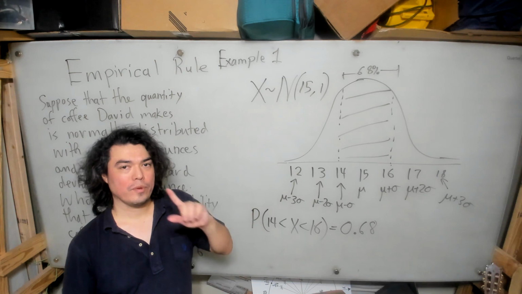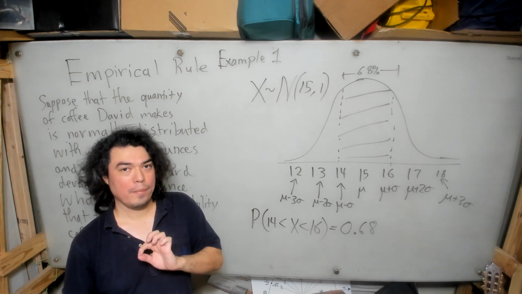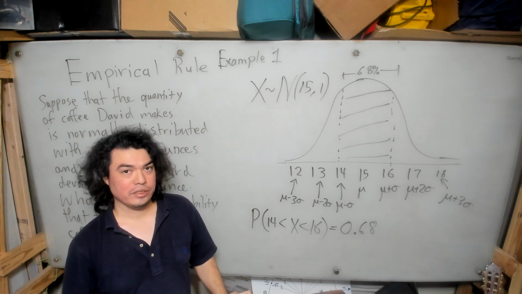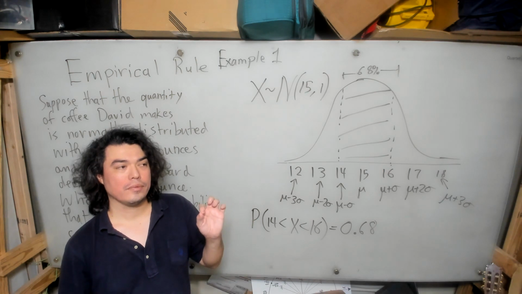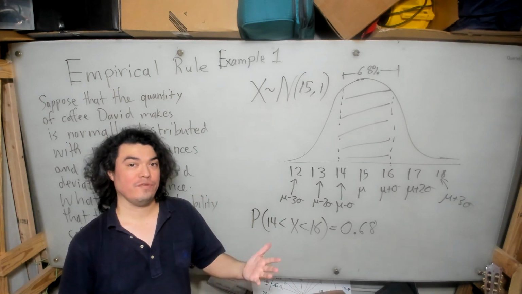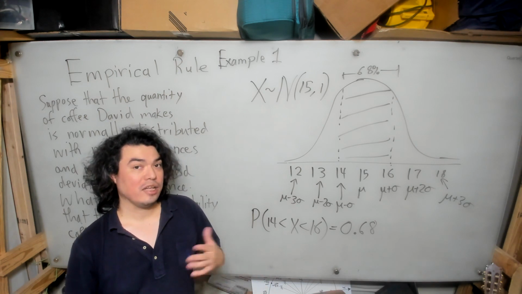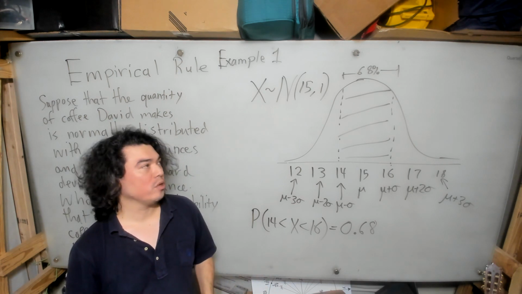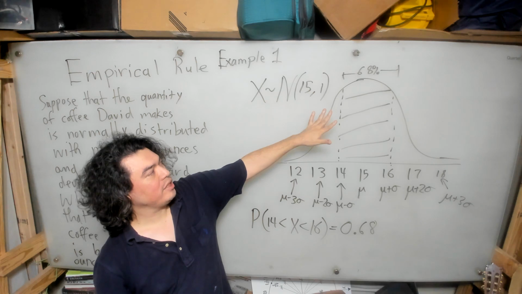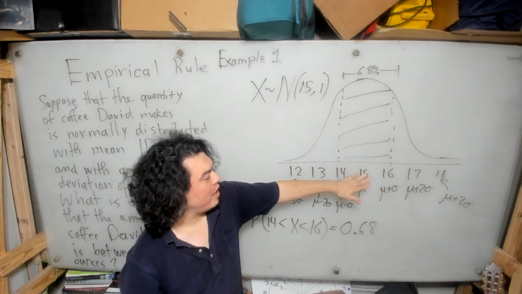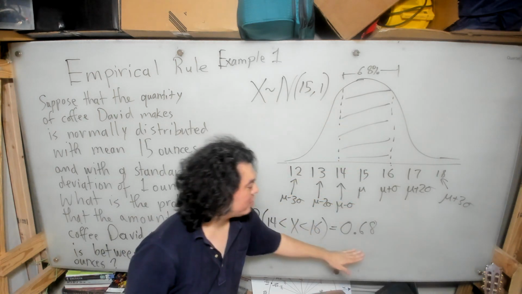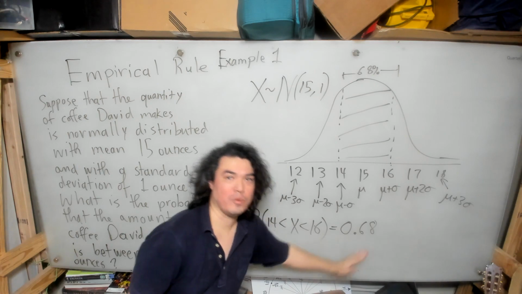Okay, always remember the probability is between 0 and 1, but you can write it as a percentage if you want, if they're not asking for the probability. But if they're asking for the probability, it's always between 0 and 1. So the empirical rule tells us that 68% of observations will lie within 1 sigma. That means that the probability of lying within 1 sigma is 0.68.